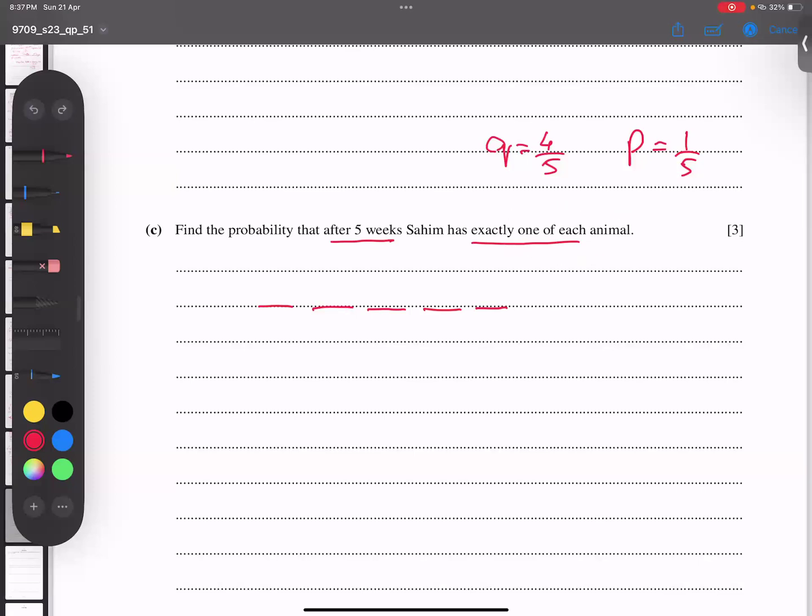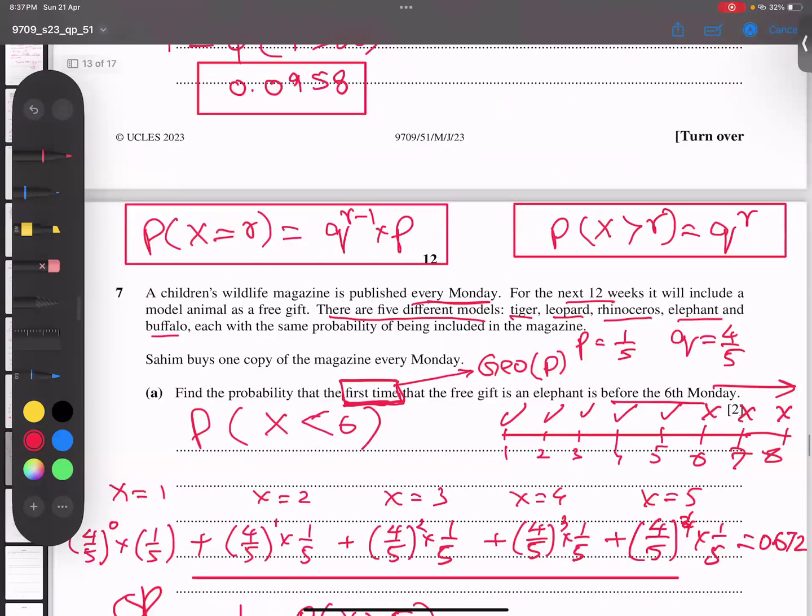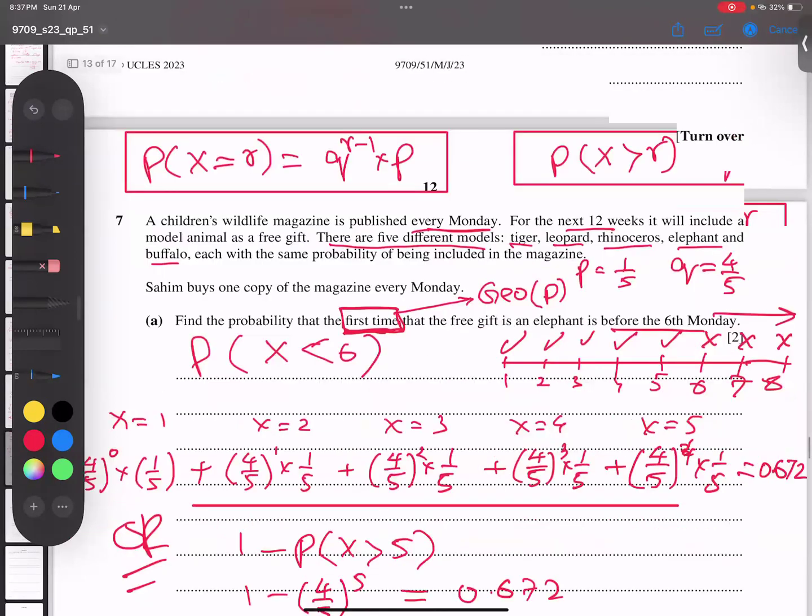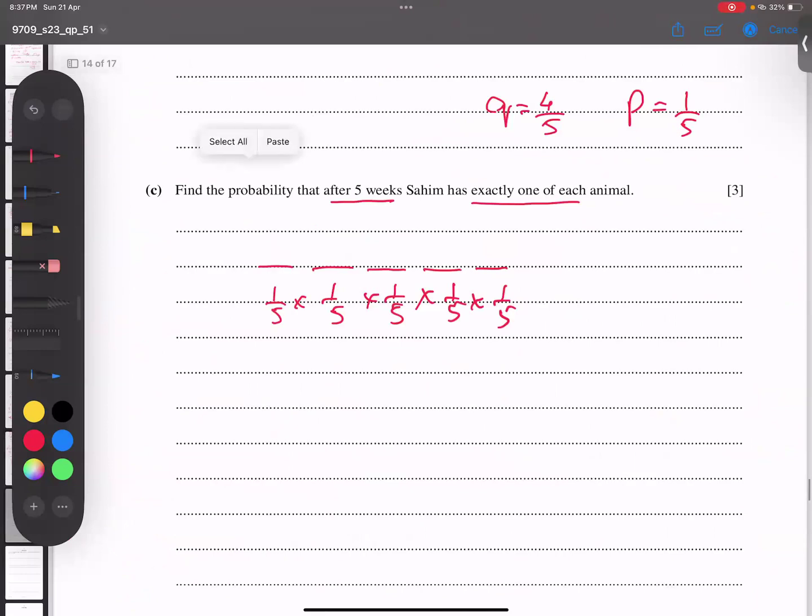For example, what is the first animal's chance? Because 5 animals, 1/5 into 1/5 into 1/5 into 1/5 into 1/5. For example, we have how many animals? I write letters T for tiger, L for leopard, R, E, and B. I take these letters and cut from here, and I paste here. So these letters are there, right? But problem is that he said exactly 1. But can I say this tiger will come always first? No, it can be different order.